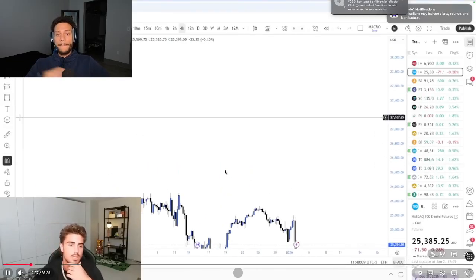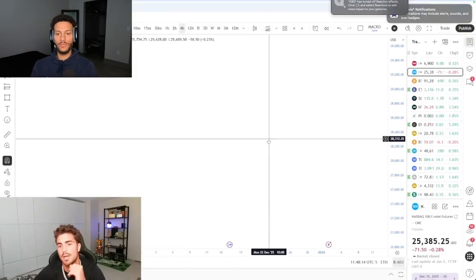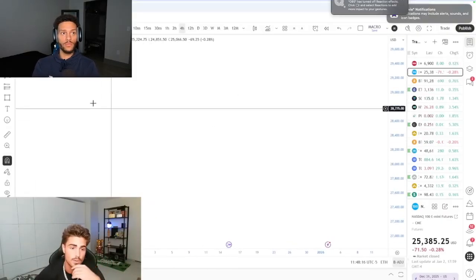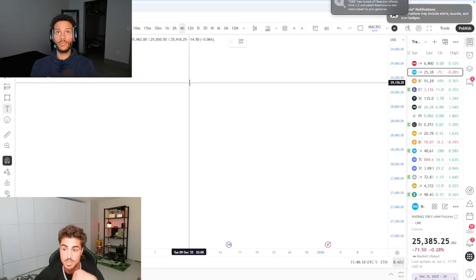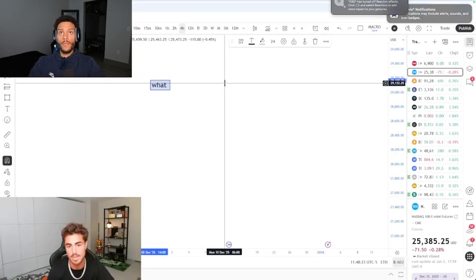First and foremost, what is liquidity? Liquidity is resting orders. That's all it is. It's just resting orders on the chart. Now, why is this important? So the first thing that you guys are going to write down, all the beginners.